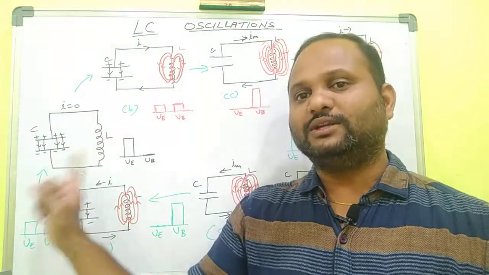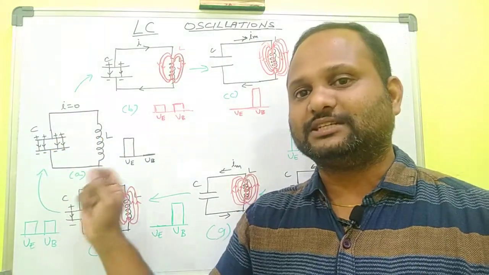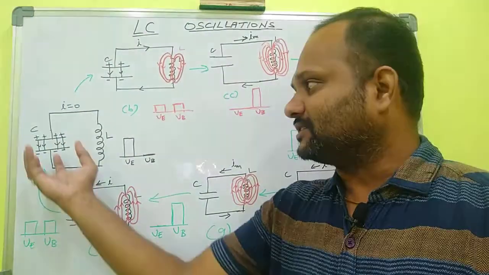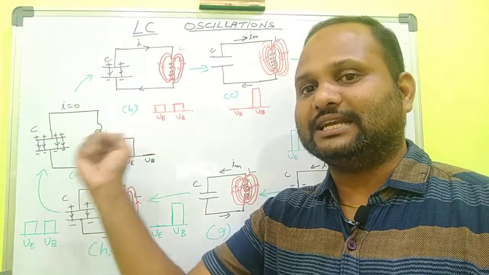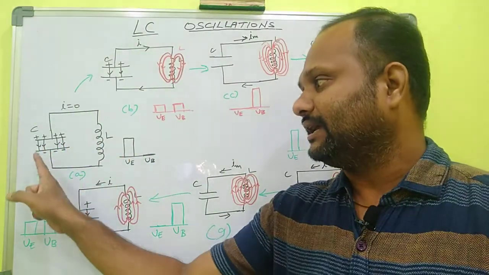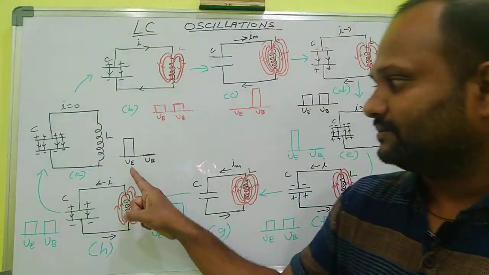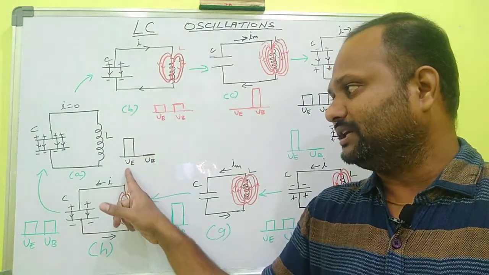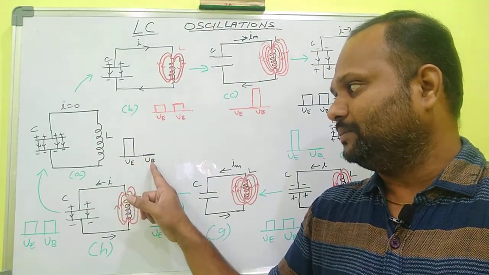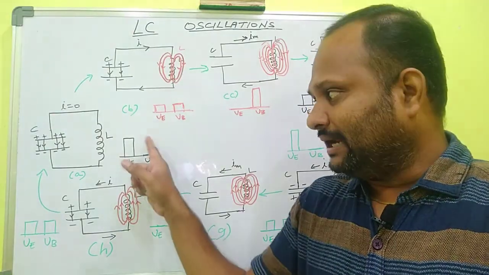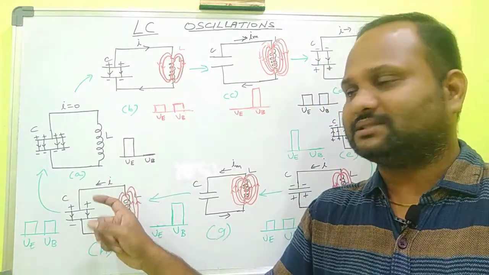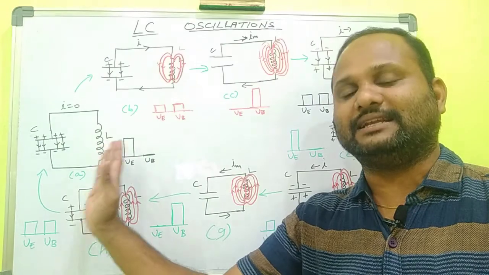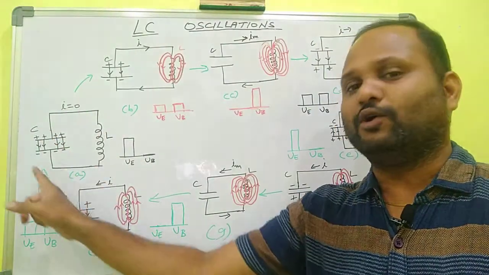Here the capacitor is fully charged, so the current passing through the circuit is said to be 0. Assume that. Okay, the capacitor is fully charged, so the total energy is only due to the electric field. Here the notation of the energies is given. UE represents electrical energy, UB represents magnetic energy. Here only electric energy is there. That means the capacitor is fully charged. Here the energy is fully electrical. There is no magnetic energy. In the first case, there is no flow of current here.